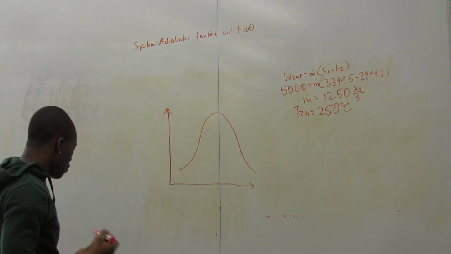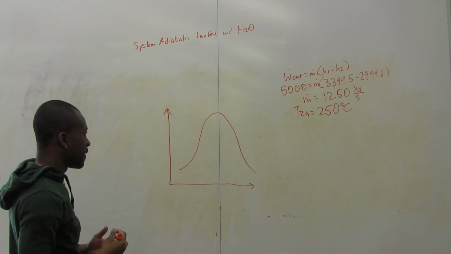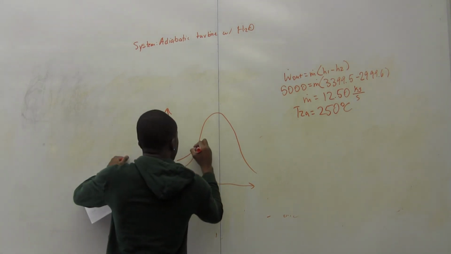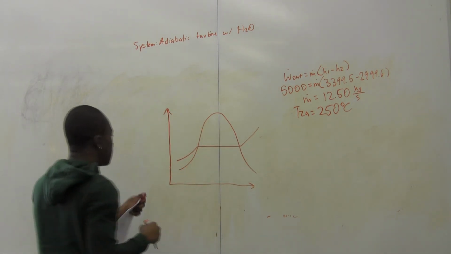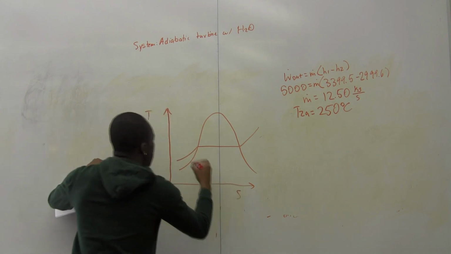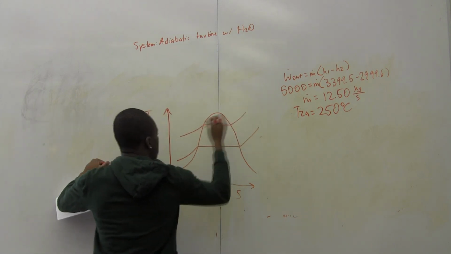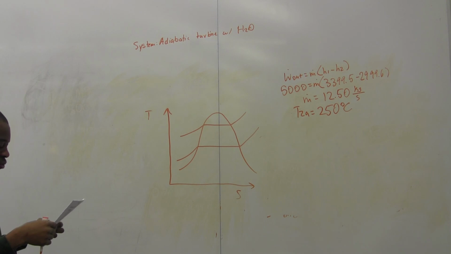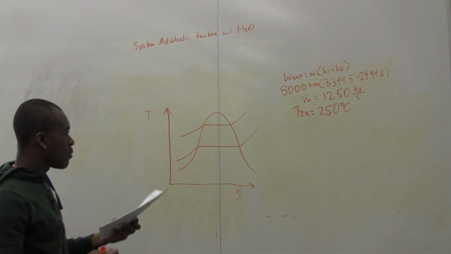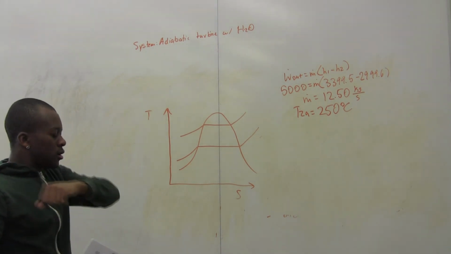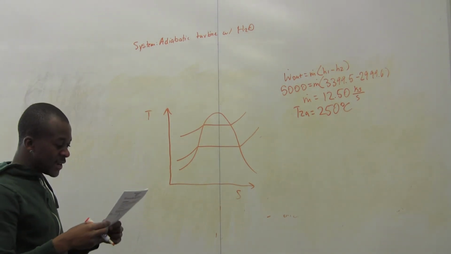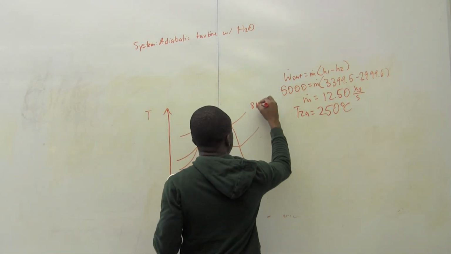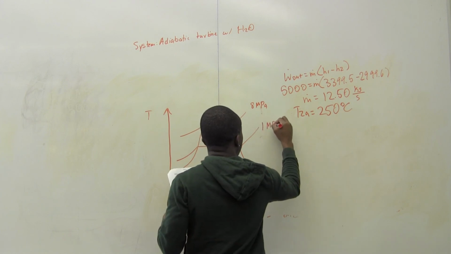What you're going to end up having is two lines, one for the first pressure and then one for the second pressure. This is T, this is S. We know that we went from superheated to superheated again. We started at 8 megapascals and ended at 1000 kilopascals. So this line is for 8 megapascals, and this is for 1 megapascal.